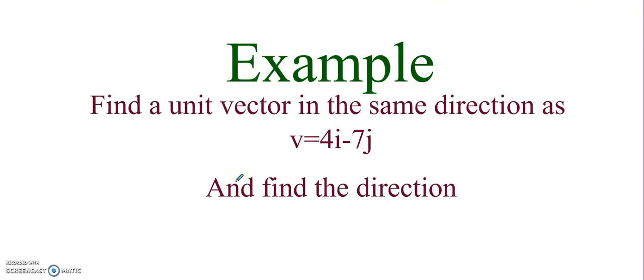So now let's try an example of this. Find a unit vector in the same direction as the vector v equals 4i minus 7j, and then find the direction as well. So we talked about this on the previous video. How do we find the direction of a vector? So I want you to pause the video and try and do this. Unpause when you're ready to check.